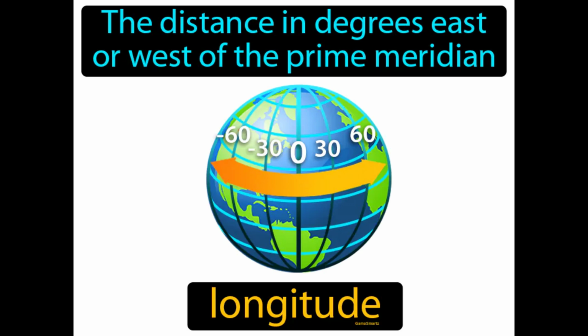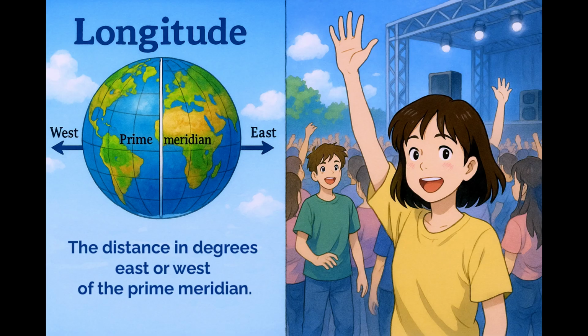The distance in degrees east or west of the prime meridian. Longitude. Longitude is a geographic coordinate that specifies the east-west position of a point on Earth's surface. Imagine you're trying to find your friend at a crowded concert, but you only have a vague idea that they're somewhere near the front stage.